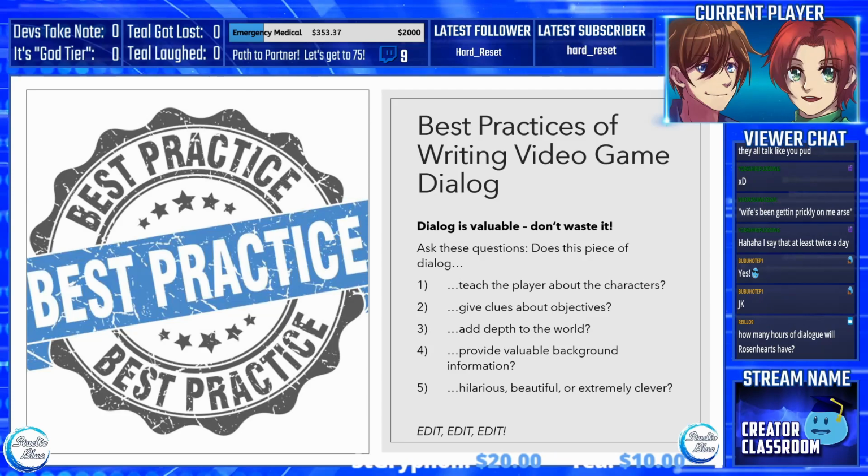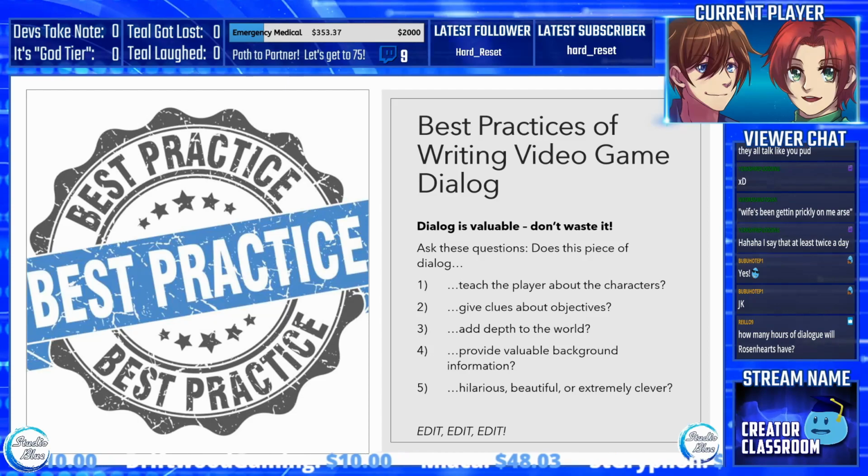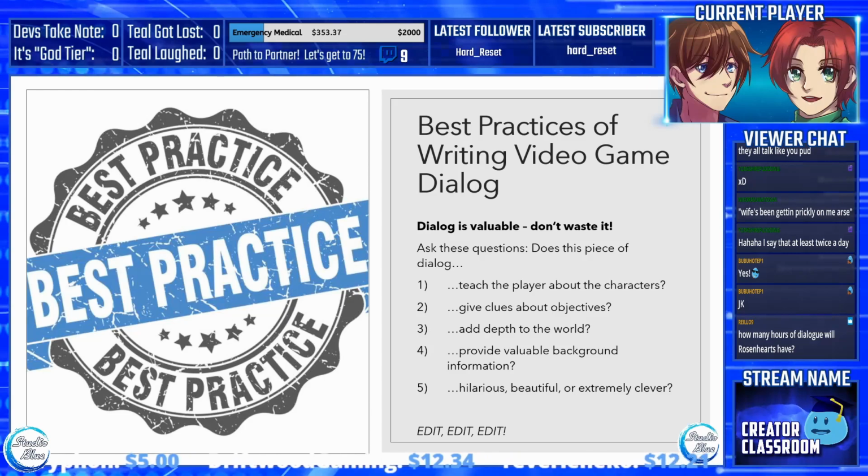Does it give clues about your objectives? Good dialogue makes objectives crystal clear for the players. You want to avoid being long-winded and overly cryptic. Make sure the player can figure out what to do fairly easily. We're looking at you, side quests.